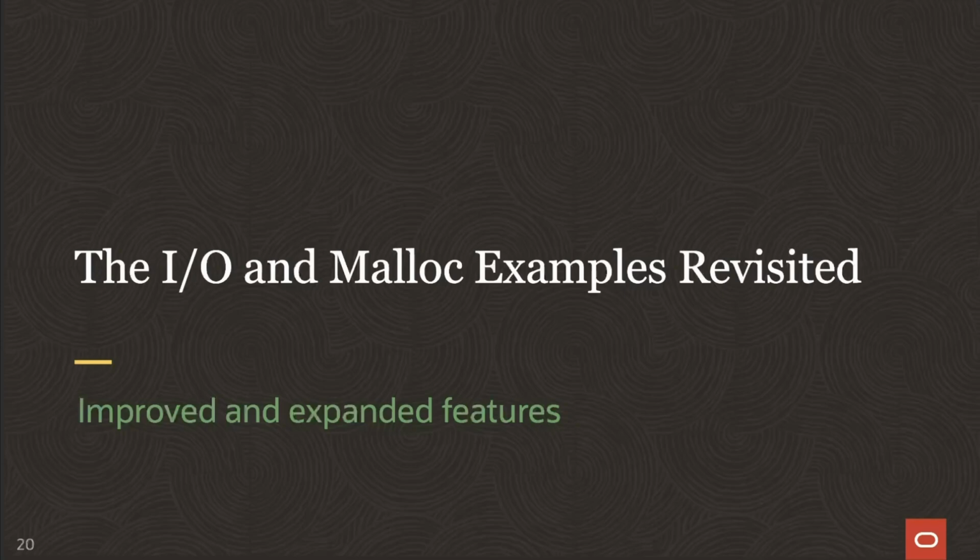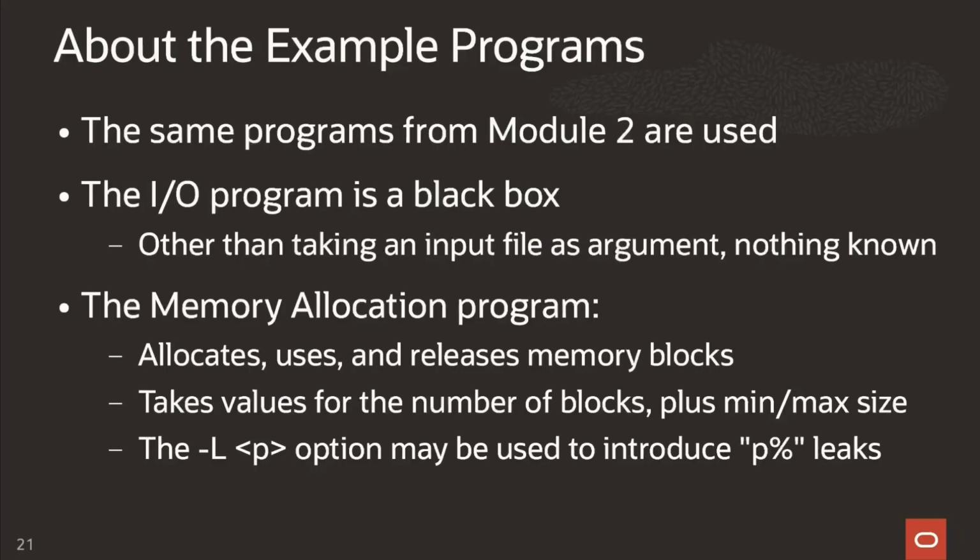In the remainder of this training, I'm going to look at examples, and I'm going to revisit the I/O and malloc examples from Module 2. I'm going to show you improved and expanded features. About these example programs. These are the same programs as we used in Module 2. The I/O program used there is a black box. All we know is it takes an input file as an argument. We don't know anything about it. And as was shown in Module 2, we could find out a lot about the I/O behavior of that application.